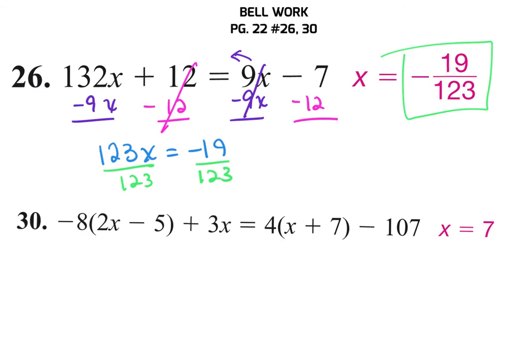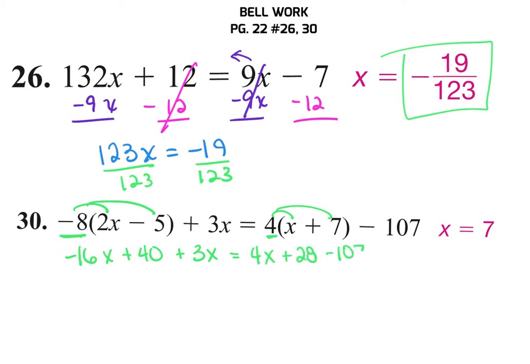All right, so my first step here is going to be distribute that -8 to both of these. -8 and 2x give me the -16x. -8 and -5 give me +40. And then I have that 3x there. On the other side, distribute your 4. We have 4x, and then 4 times 7, and then -107.